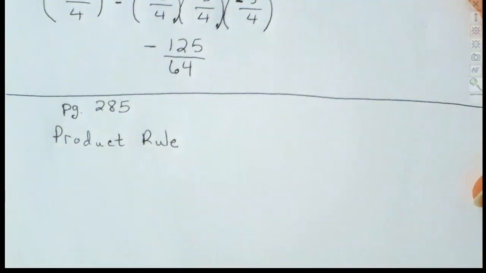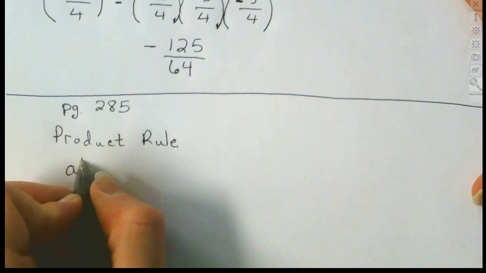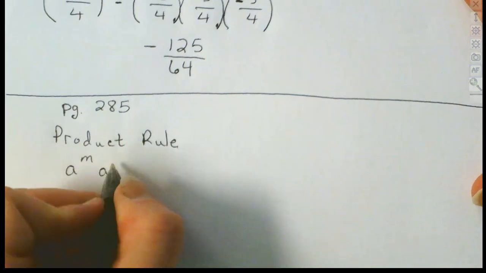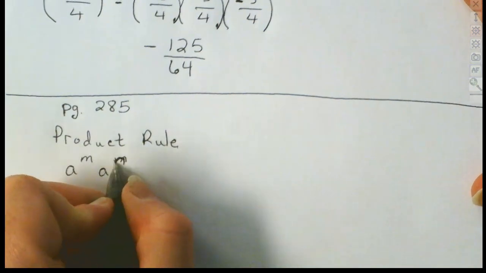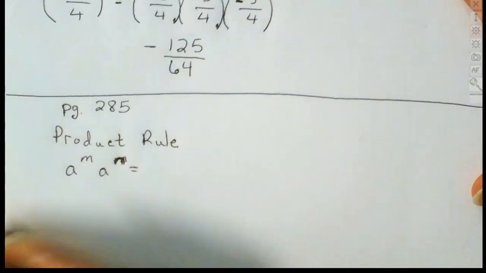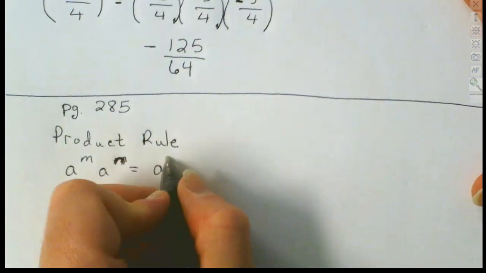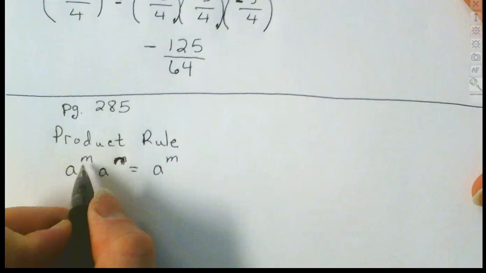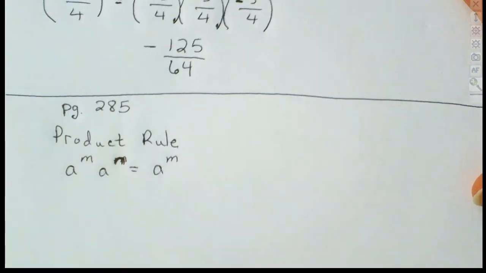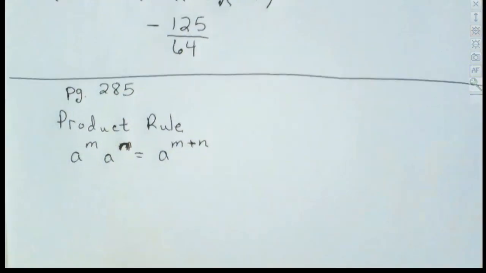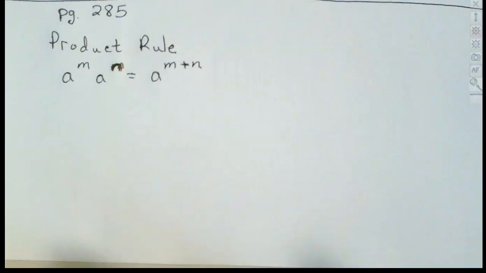Now, exponents behave a little bit differently. When you multiply, the exponents add together. It's a to the m times a to the n equals a to the m plus n power. I'm using the same variables and the same formulas as what the textbook has.